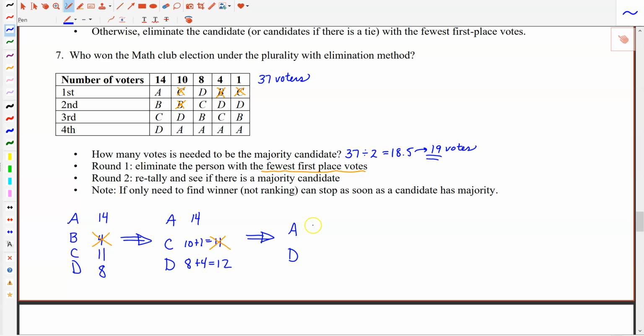A has 14 votes there. This column would go to D, this column goes to D, this column goes to D, and that column goes to D. So that's it for A. D now has 10 from this second column, 8 from this third column, 4 from the next column, and then 1 from the last column. Adding those numbers up, I get 23. That exceeds my majority number of 19, so this person's the winner.